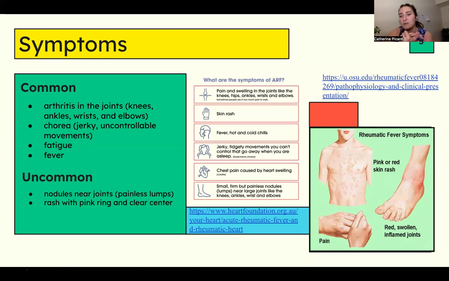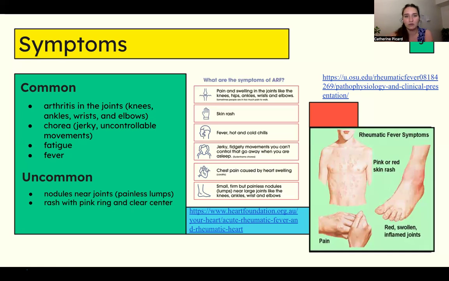Versus this is just going to be more random, it's jerks. It's not a continuous move. It's like jerks. So think seizure, but don't think seizure at the same time. And then fatigue and fever. So uncommon symptoms are going to be nodules at your joints and then that rash that I was talking about earlier. So if I can direct your attention to this, what are the symptoms of ARF image?